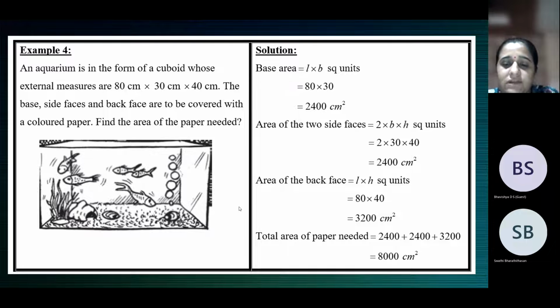So the total area of paper needed is 8,000 centimeters square. Any questions, children? No, ma'am. Very good. Done, Swati? Can we go to the next one? Yes, ma'am. It was completed. All right.